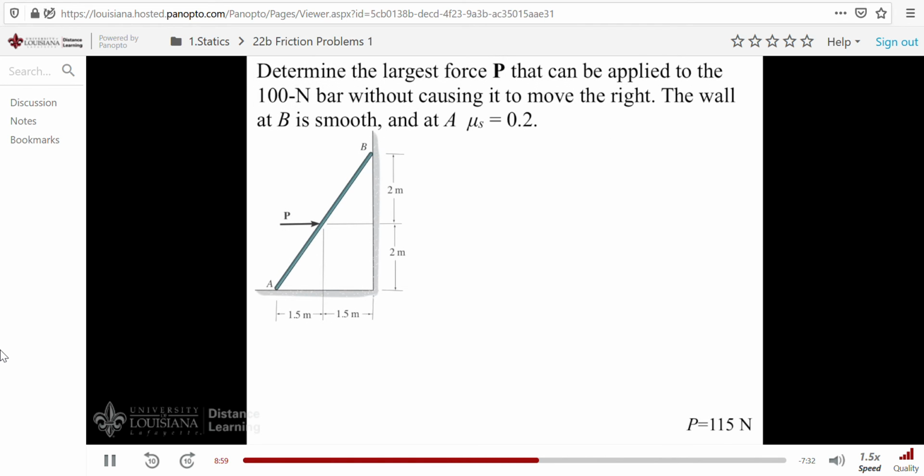Right now in this problem, we have to determine the largest force P that can be applied to this bar, which has a weight of 100 newtons, without causing it to move to the right. There's friction down at A, and the coefficient of static friction is given by this number. Over here, this wall is smooth, and so we don't have any friction up here.